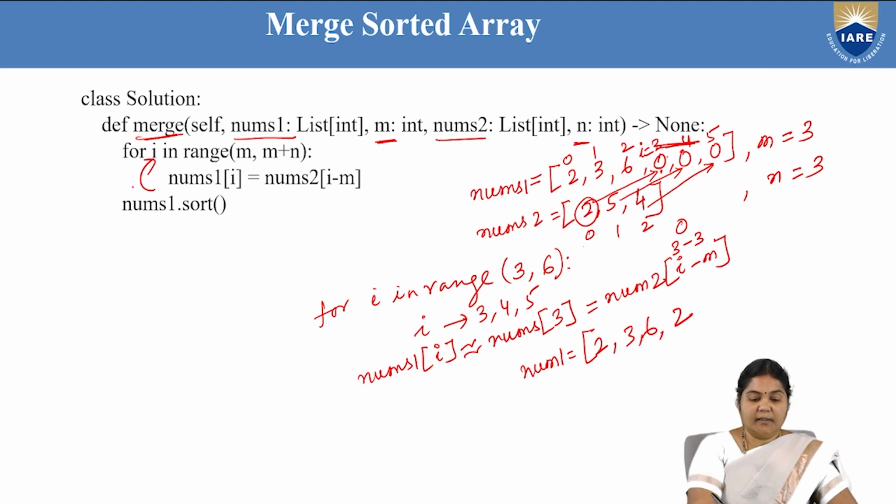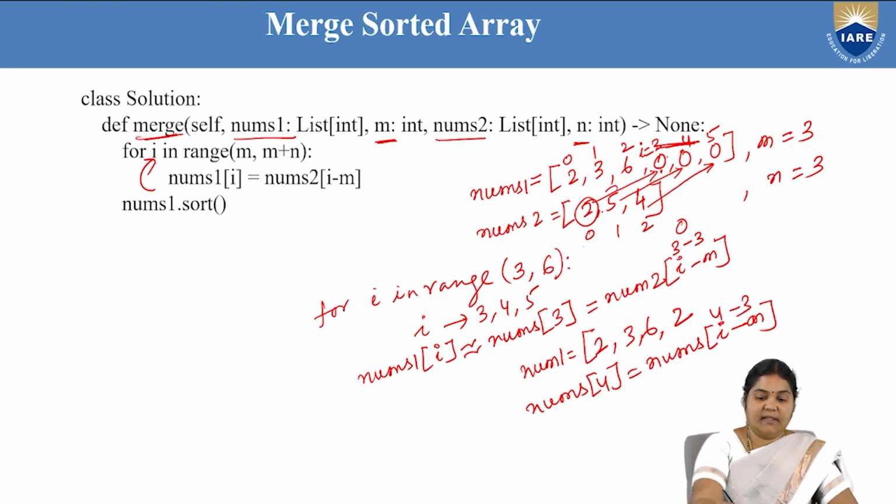Now run the loop again. Next time i becomes 4. So nums1 of 4 will contain nums2 of i minus m. i is 4, so 4 minus 3 is 1. So this index element will be placed, so it will be 5. Next time it will be 4. So all the elements of nums2 are now placed into nums1. So finally you can do sorting to see the original array.